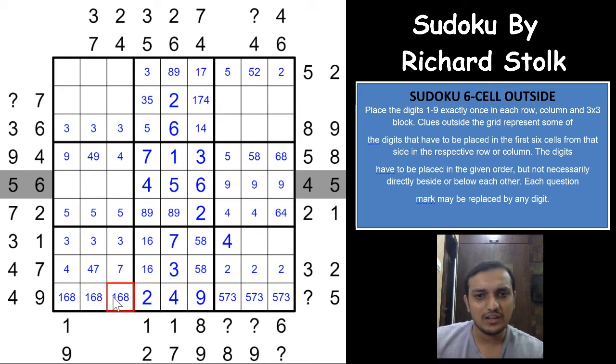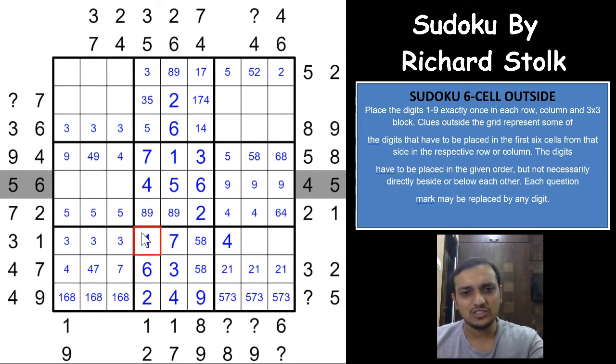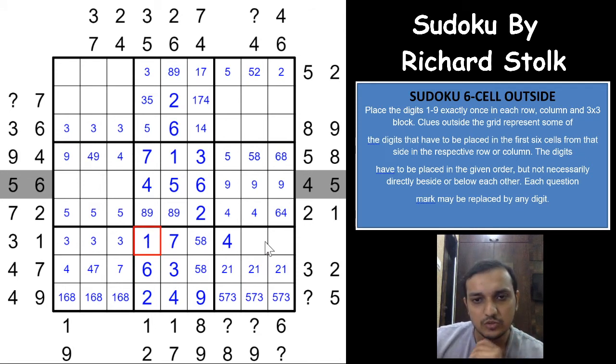And if you see here, the first 6 cells would have to have a 1, and 1 cannot be in one of these 2 cells. So in this box 1 would have to be in one of these 3 cells, and that eliminates 1 from here. So this becomes 6 and this becomes 1. And so you have 4 2 1 5 7 3, 6 9 and 8 are the digits remaining here.